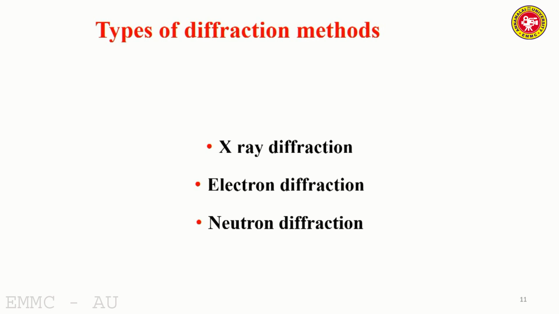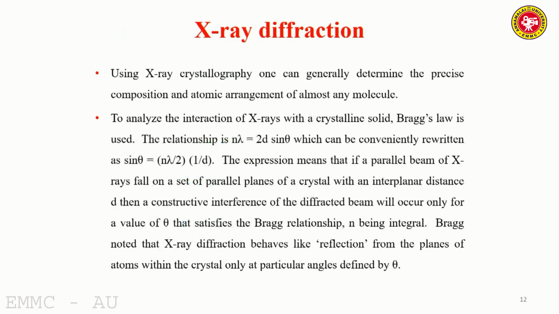Types of diffraction method. First one, X-ray diffraction, then electron diffraction and neutron diffraction. So here we discuss some basic concepts of different diffraction methods. First, X-ray diffraction. Using X-ray crystallography, one can generally determine the precise composition and atomic arrangement of almost any molecule. Next, to analyze the interaction of X-rays with a crystalline solid, Bragg's law is used. The relation is n lambda equals 2d sin theta, which can be conveniently rewritten as sin theta equals n lambda divided by 2 into 1 by d.